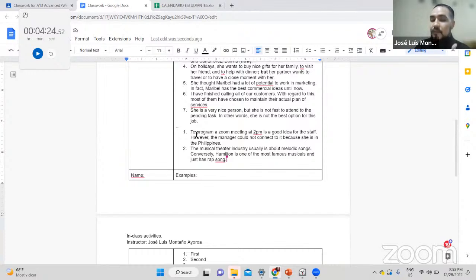I'm showing you that because in number one, this is good. You have infinitive, or the best option, remember, is always going to be gerund. So programming a Zoom meeting at 2 p.m. is a good idea for the staff. However, the manager could not connect to it because she is in the Philippines. Those are not two different ideas. You're just saying it's a good idea, but because of a certain situation, the manager could not connect. So you're not showing he likes blue, she likes red. You are showing he likes blue, nonetheless, because of some things, it was not possible. That's why the however is not the best option, because this is concession.